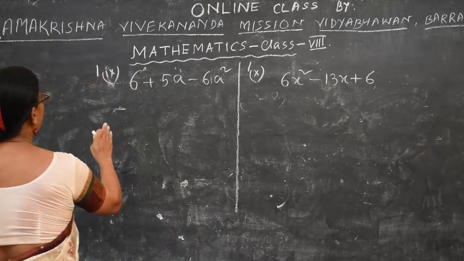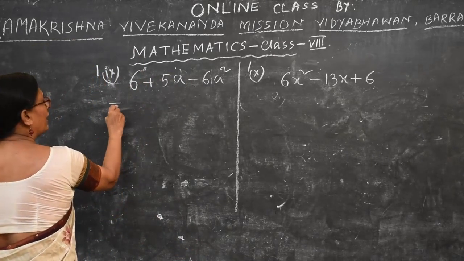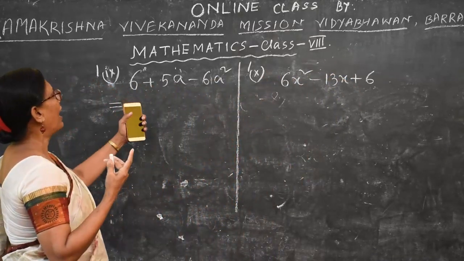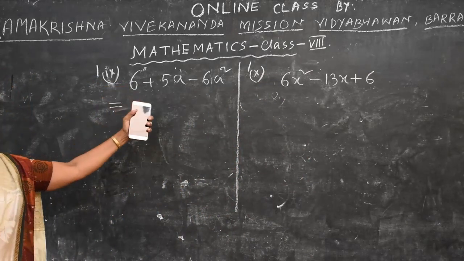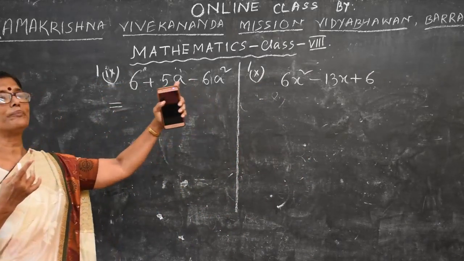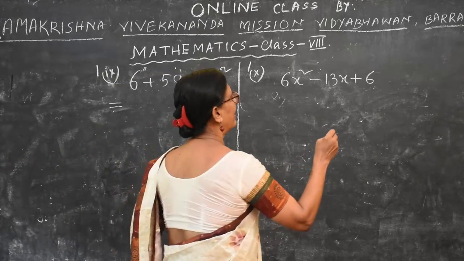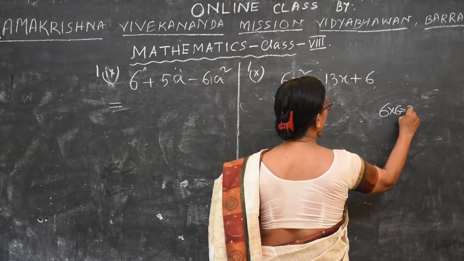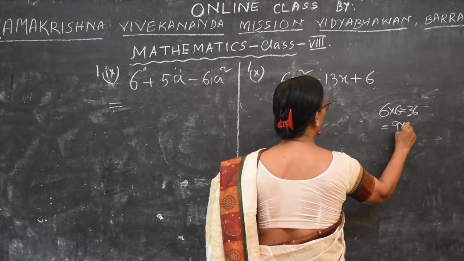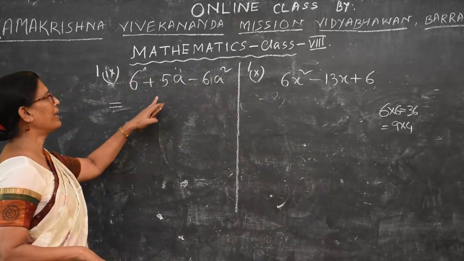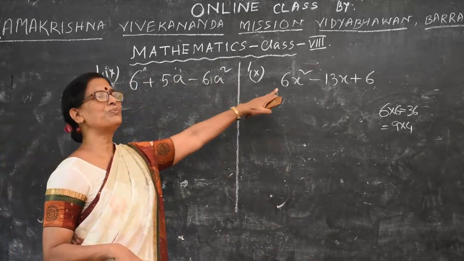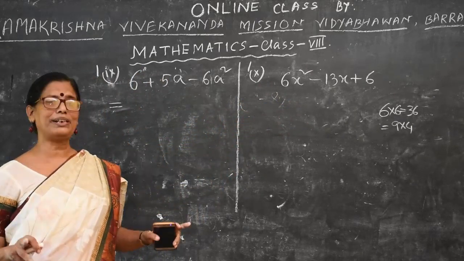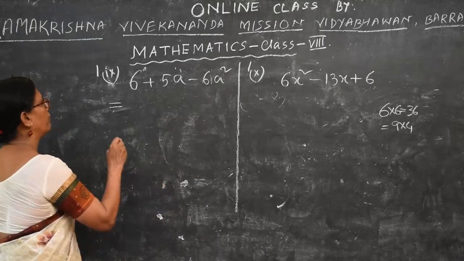Now please see this one. 6 into 6, what is the value? 36. Here also 6 into 6 is 36. But here our motto is to get 5, here our motto is to get 13. So I write 6 into 6, it is 36. 36 is 9 into 4. See, 9 minus 4 gives 5, 9 plus 4 gives 13. So both the sums start the same way, only the difference is in this one.